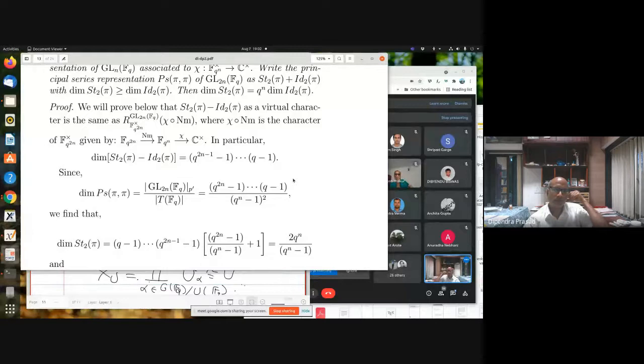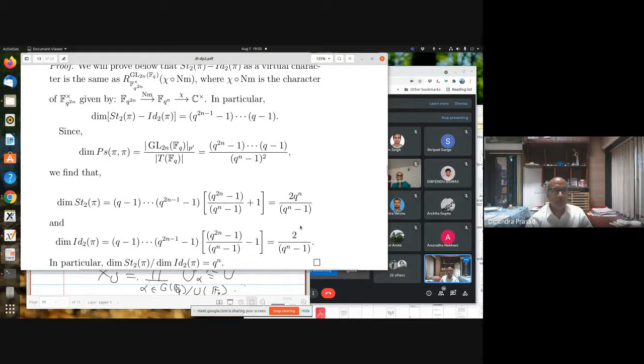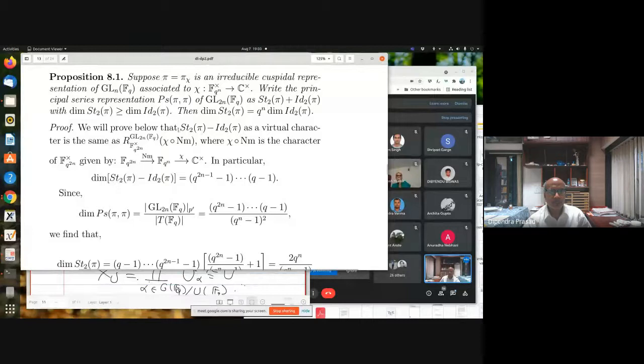So the dimension of the sum of the representations is that. No, the difference is that and the sum is that. And therefore each one you calculate. There is a typo here that I am confused about: the dimension of the Steinberg 2 pi is this product times this thing in brackets, which has been simplified to this. So this times that, so eventually it's an integer. And then you see that this ratio is 2 to the power n.